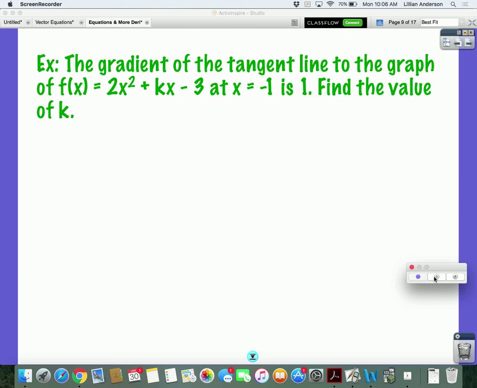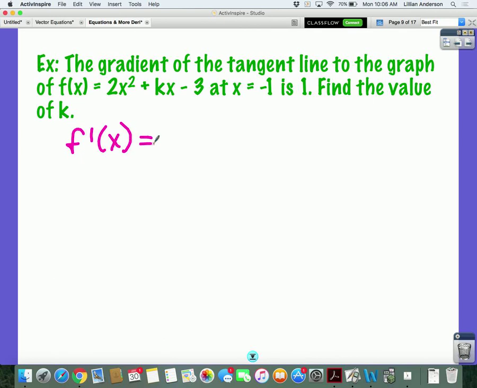You have to find the derivative. Okay, so yes, you have to find the derivative, and then do what? Exactly, you plug in -1 and then set it equal to 1. So let's find the derivative of this function. Derivative of 2x squared is 4x. What's the derivative of kx? K, and derivative of -3? 0. So now that we have the derivative, we're going to plug in -1 for x, and we're going to set it equal to 1 because it says the slope is 1 when x is -1.